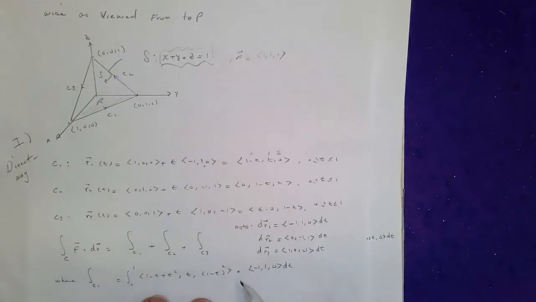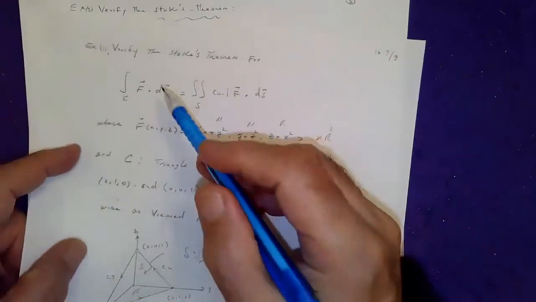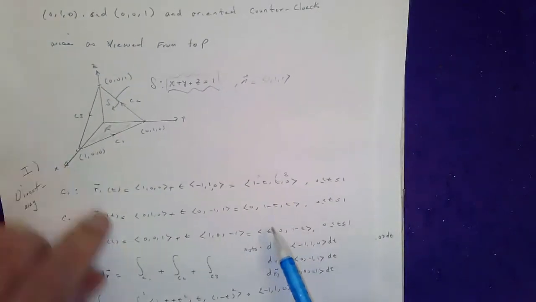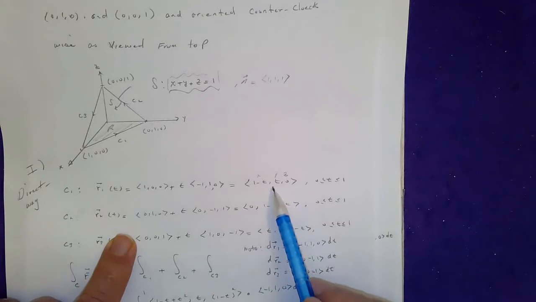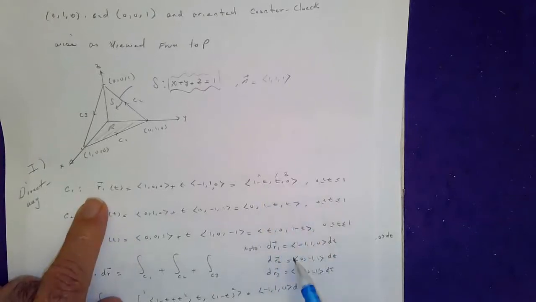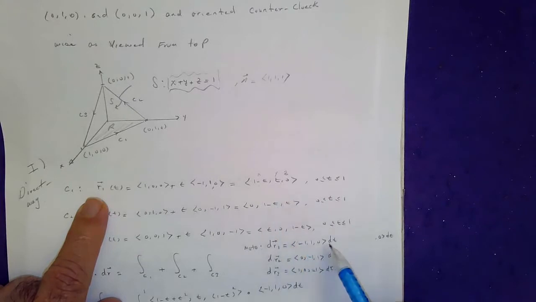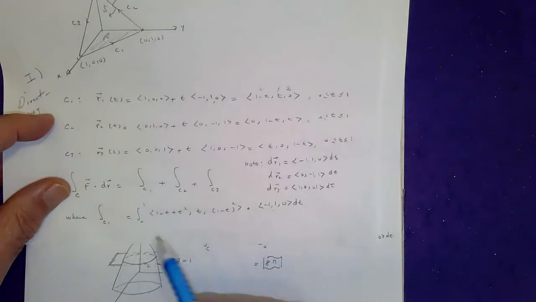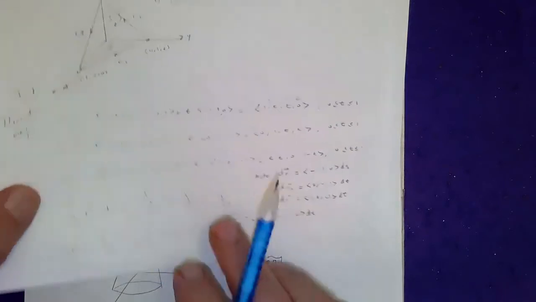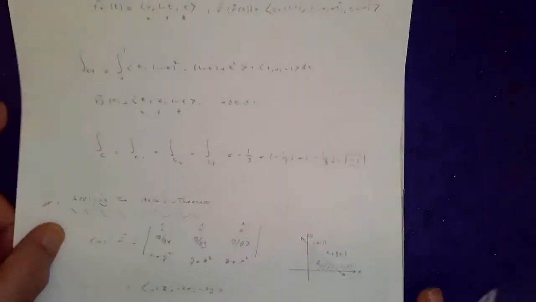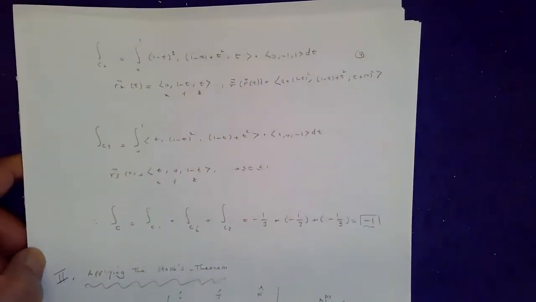However, I have to dot that with dr. dr is the displacement. So if this is r1, dr1 is the derivative of r1, which is (-1, 1, 0) dt. So that goes right here, and t goes from 0 to 1 for all cases. So I have to continue this for C2 and C3.